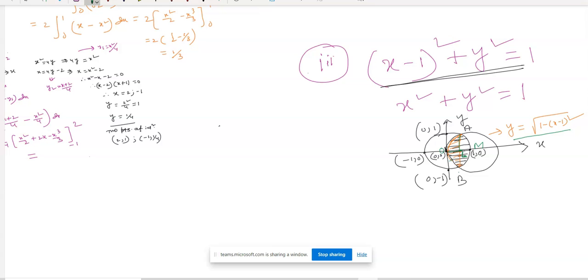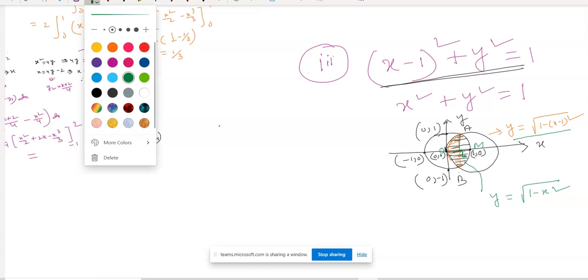For this part, for the right hand side part, better to say, I mean this part, which is ALBMA, y is in the simplest form square root of 1 minus x square. But the problem is how to get the coordinates of the point A. A is the point of intersection. We'll try to find it first. We try to find the point of intersection.